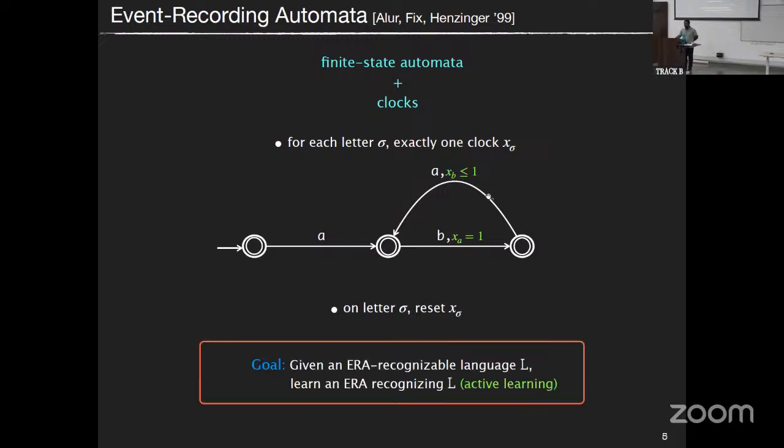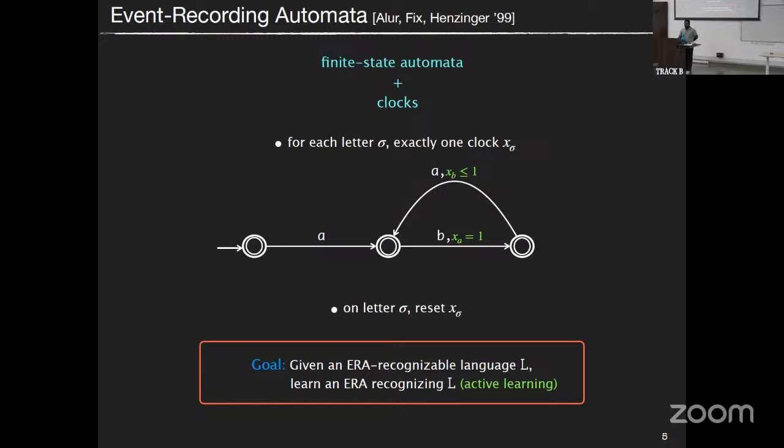So the objective of this work is to learn this kind of automata. What I mean by that is that, given an ERA recognizable language L, we want to learn an ERA that actually recognizes it, and this is in active learning settings.